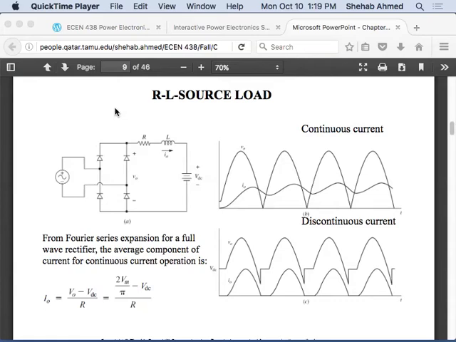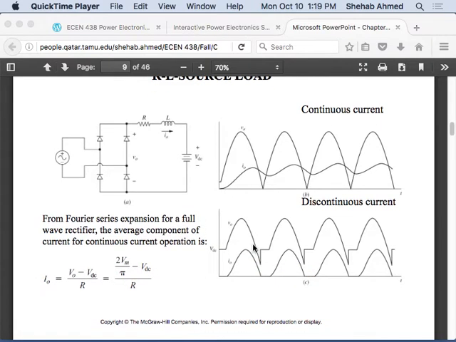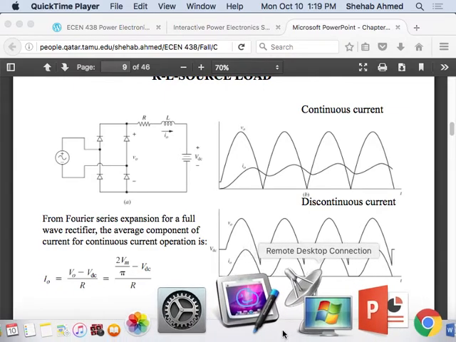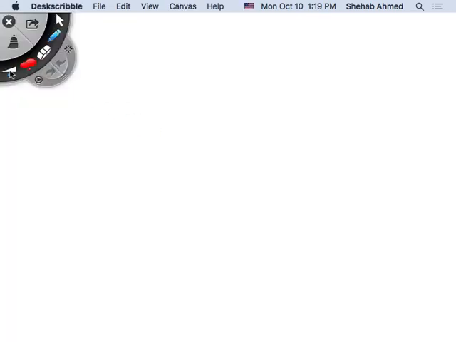Last time we stopped at the RL and source example, so we'll skim through that quickly and then we'll continue. It's a full wave rectifier with an RL and a source. So we'll draw our full wave rectifier.